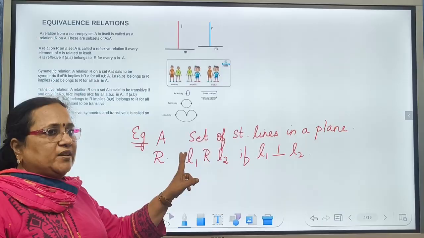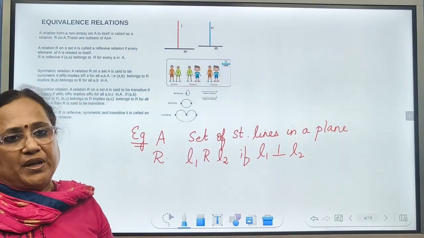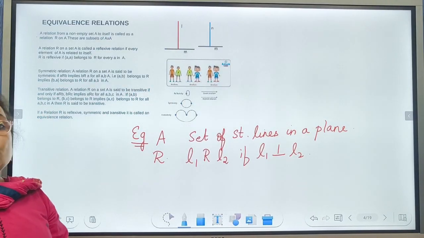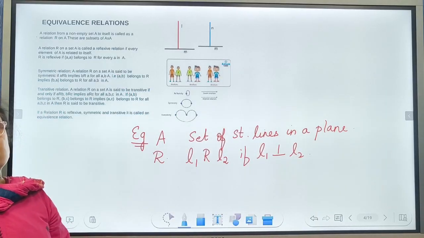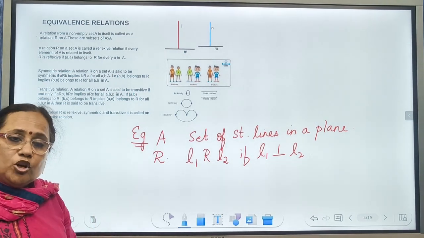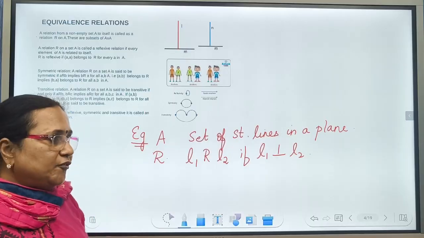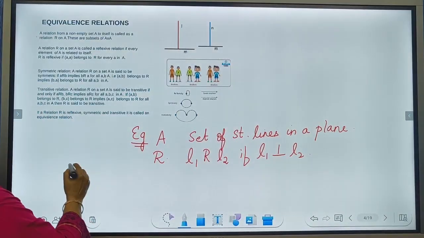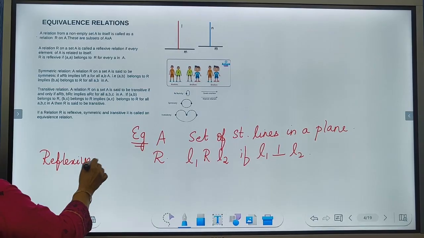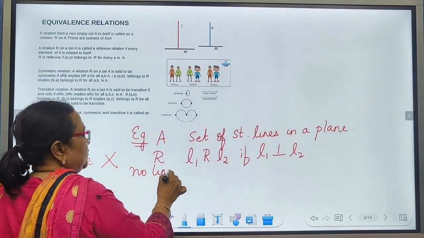So what is A? A is a set, we are defining a relation on a set A, where A is the set of all straight lines in a plane. When are two straight lines related? If they are perpendicular to each other. Now we will check whether such a relation is reflexive, symmetric and transitive. If you take any line, is it perpendicular to itself? It's not possible, right? Therefore, R is not reflexive. Why? No line can be perpendicular to itself.